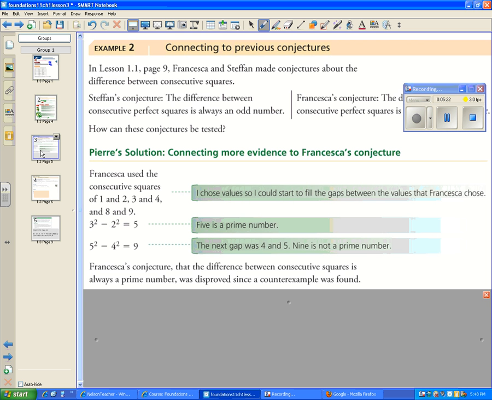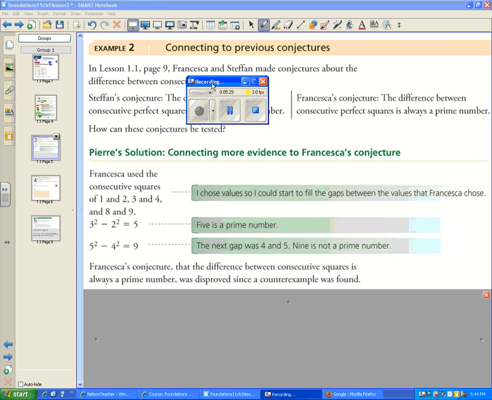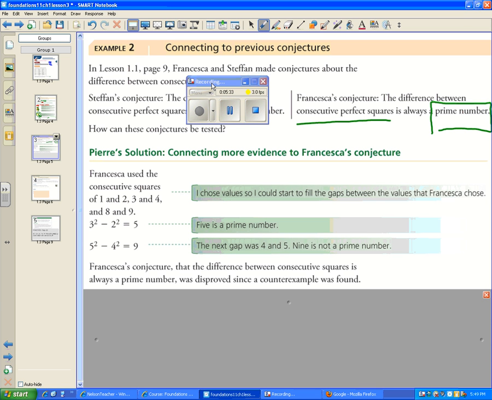But now our good friend Pierre is going to look at Francesca's conjecture. Her conjecture was that the difference between consecutive perfect squares is always prime. So she goes a step further. She says not only are they odd, but they're also prime. They can't be written as two factors. So for instance, the number 6 is not prime because it can be written as 3 times 2. But the number 3 is prime because it can only be written as 3 times 1.